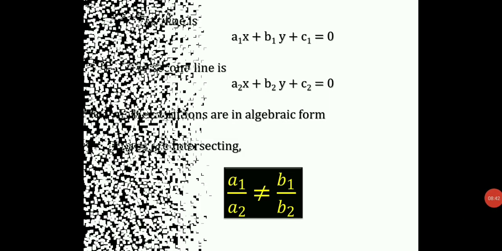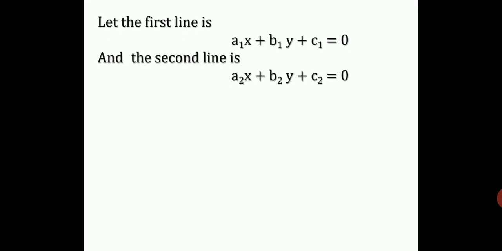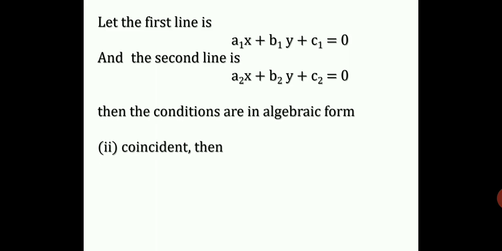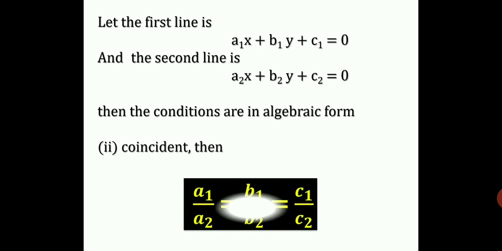Now if the two lines coincide with each other, the condition is coincide. Coincide means infinitely many solutions. The condition is a1 by a2 is equal to b1 by b2 is equal to c1 by c2. All the coefficients have the same ratio.